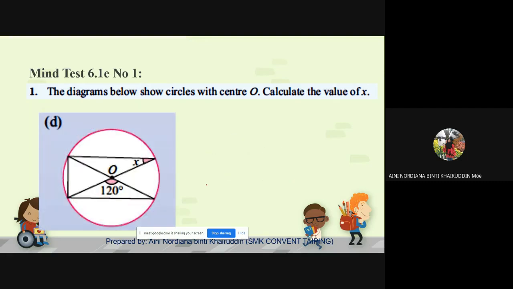Number 1d. So this angle is 120, same as this angle. So this is also x because this is radius. So this is an isosceles triangle. So to calculate x, 180 minus 120, then we divide by 2. So x equals 30.